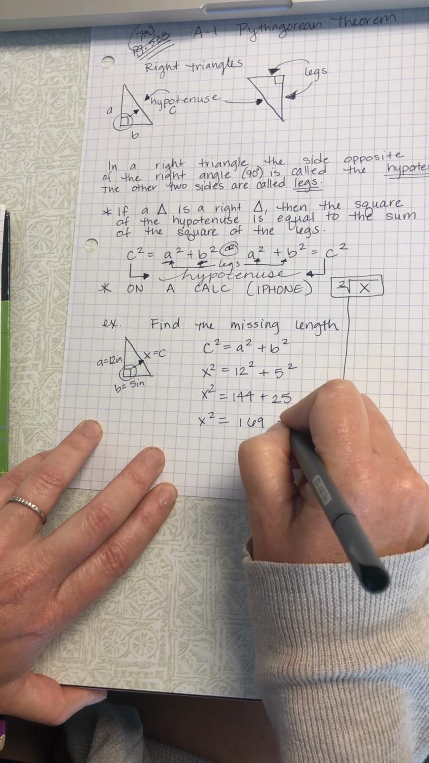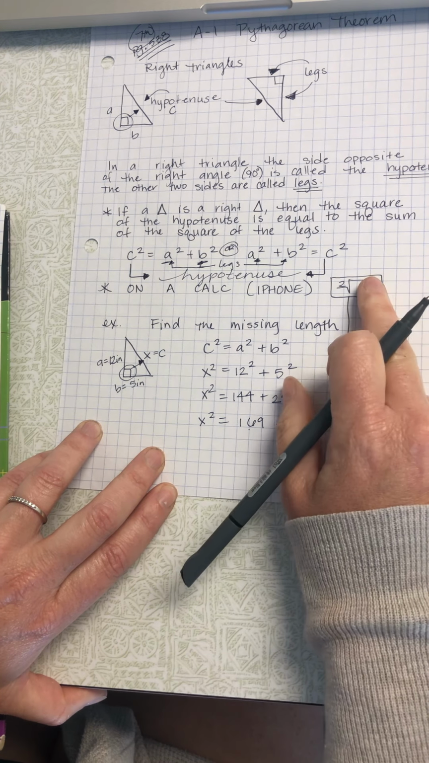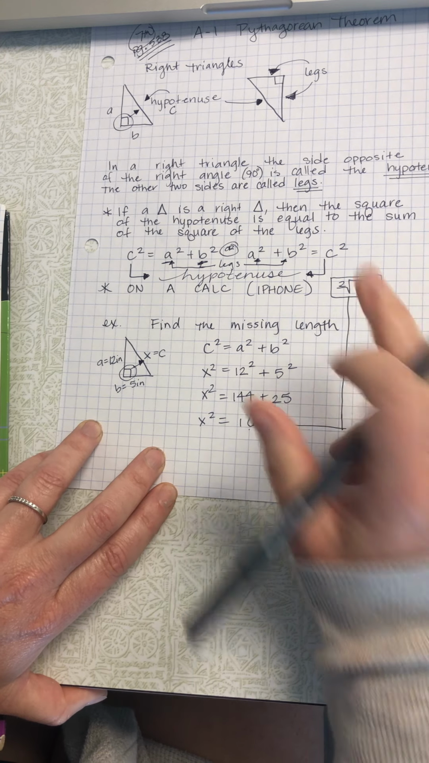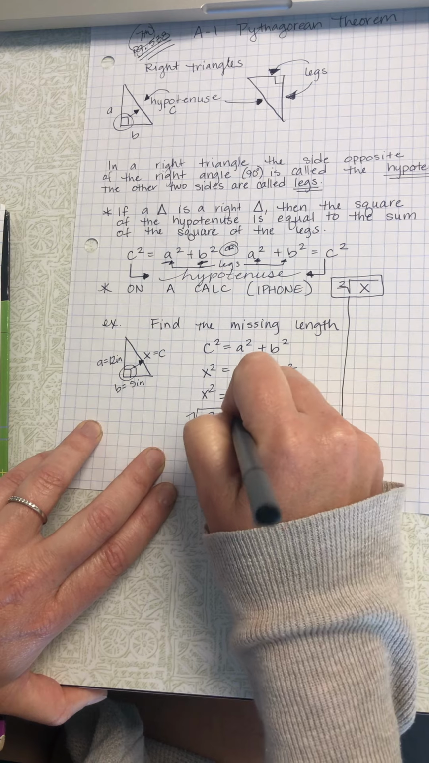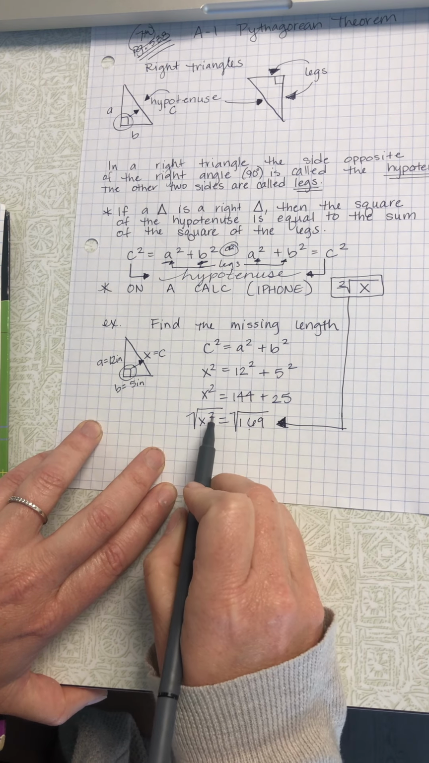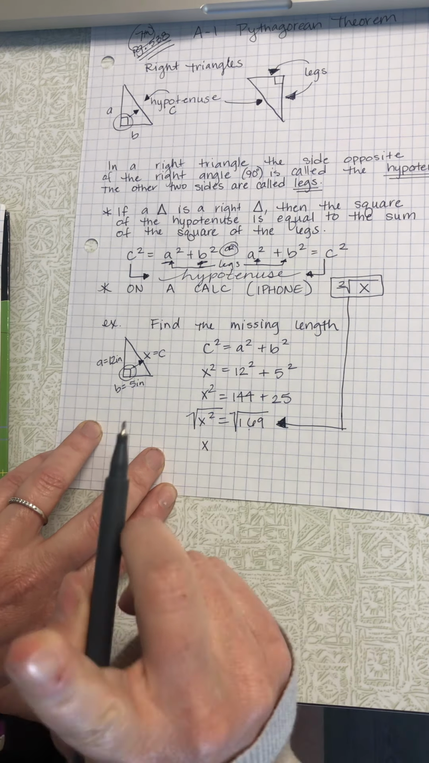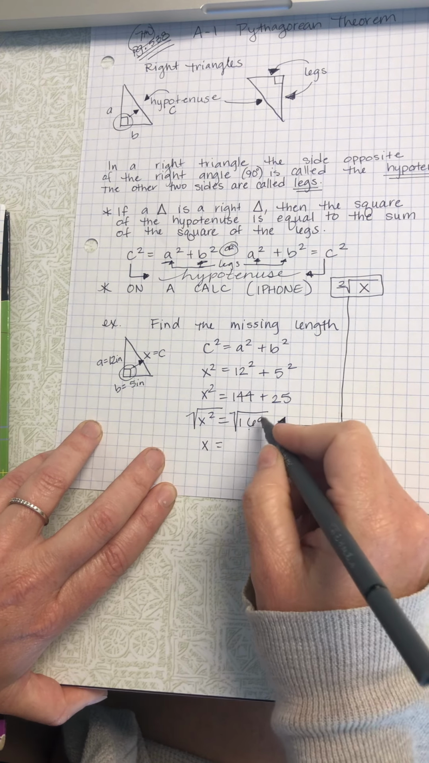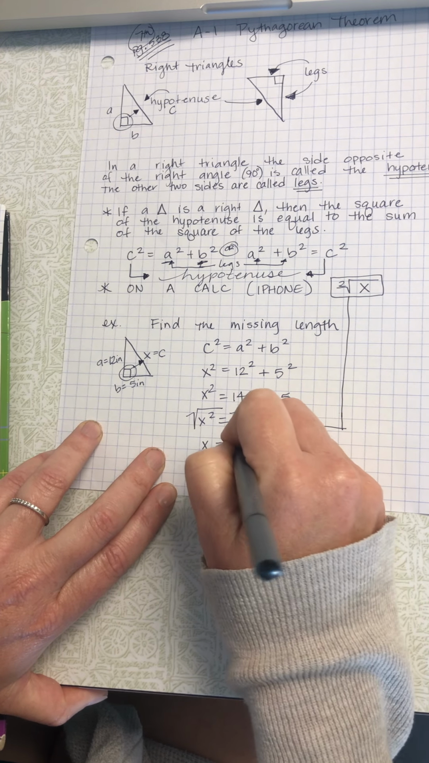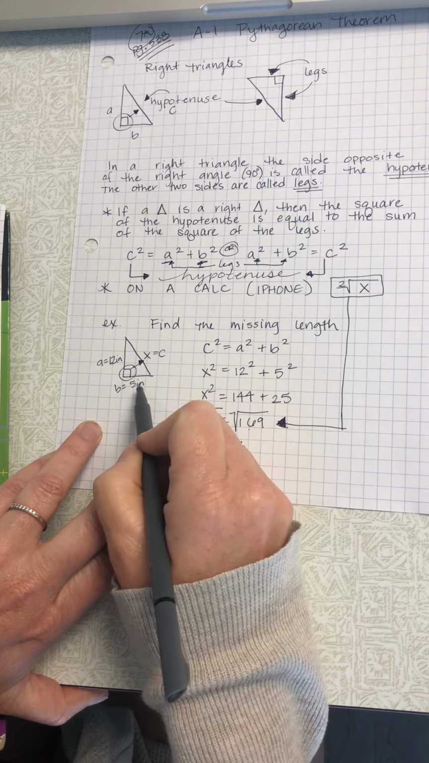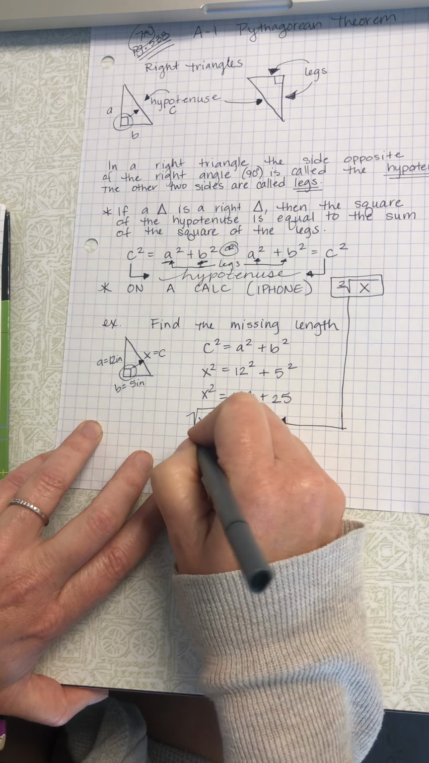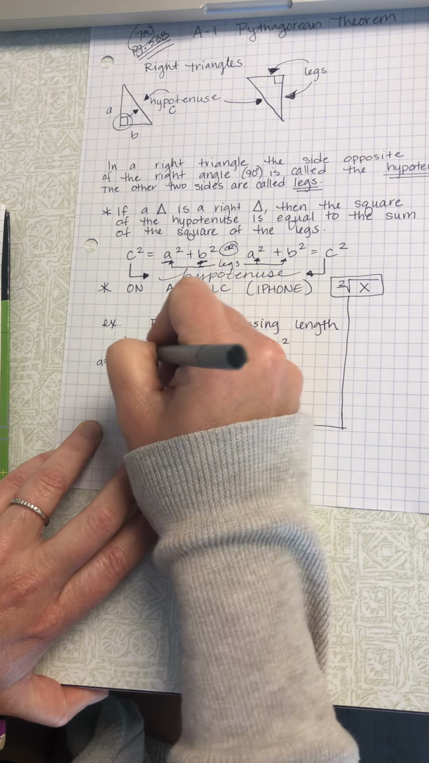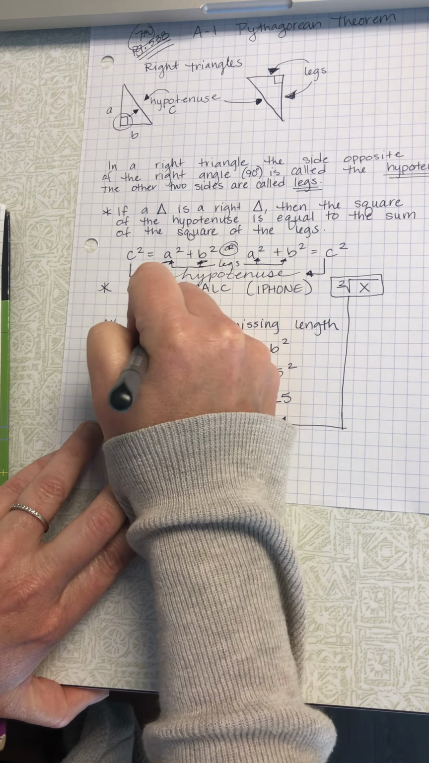In your calculator, put 169 and then hit the square root. This will break the x from the squared. You'll find out what just one of them is, which is what we want. So the square root of 169 is 13. And because we were given inches in our problem, we wanted inches in our answer. So the missing side is 13 inches.